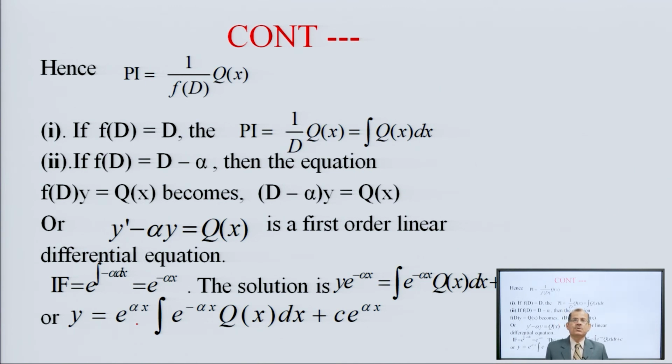If f(D) is equal to D minus alpha, then the equation f(D) y is equal to Q(x) becomes (D minus alpha) y is equal to Q(x), or y dash, where D is dy by dx. So dy by dx minus alpha y is equal to Q(x), which is a first order linear differential equation. How do we find the value of y, the solution of this? By the integrating factor.